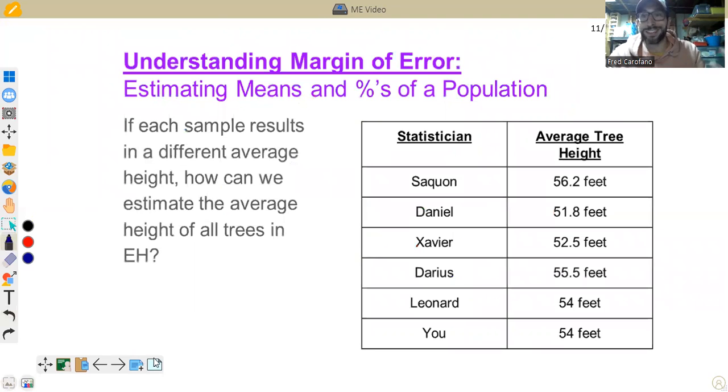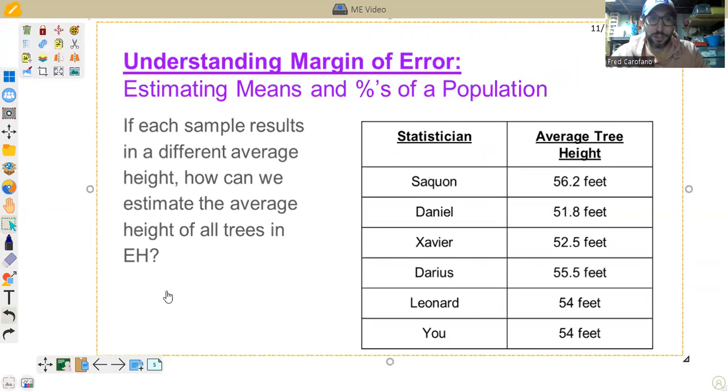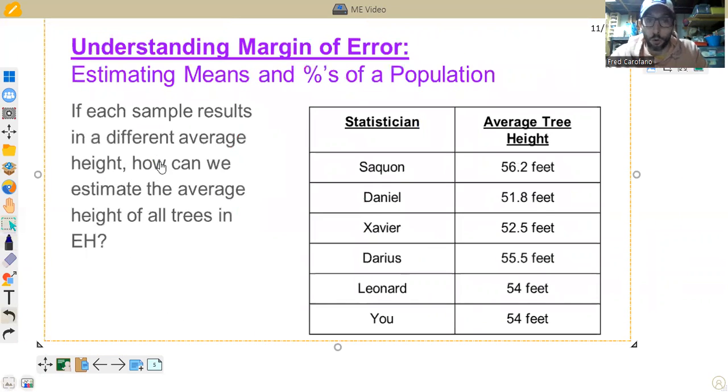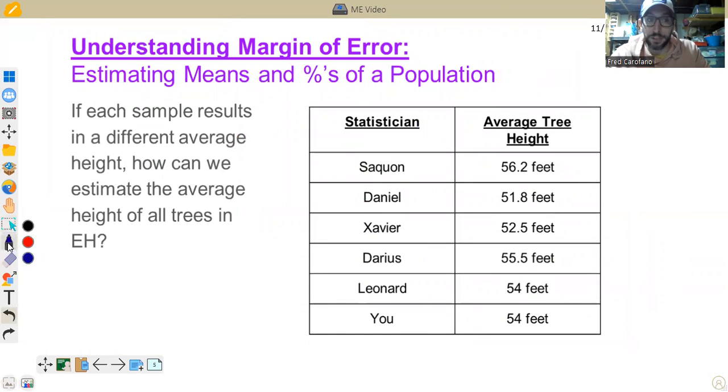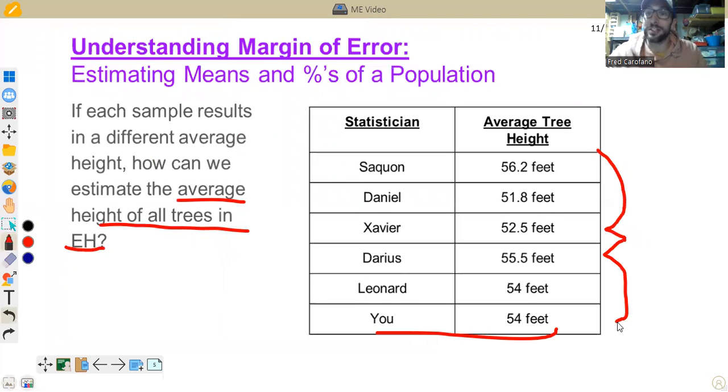So that leads us to the next question. And this is a good one to pause and talk to your neighbors about as well. Our goal is to estimate the mean, in this case, the mean height of all trees, the average height of all trees in East Hartford. And so the question is, you can see now we've added us to our data. If every time we take an average, we get a different number, how can we possibly find or estimate the average height of all trees in East Hartford?